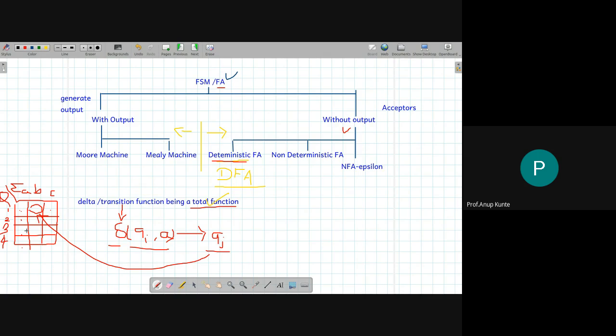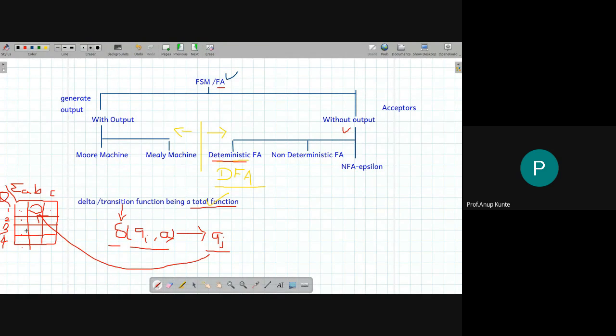Okay, so the finite automata without output will be a deterministic finite automata, abbreviated as DFA, when delta is a total function. Delta is a total function, in English, means that for every pair of current state and current input, I have exactly one next state defined. Okay, so that is the meaning of FA being a deterministic FA.